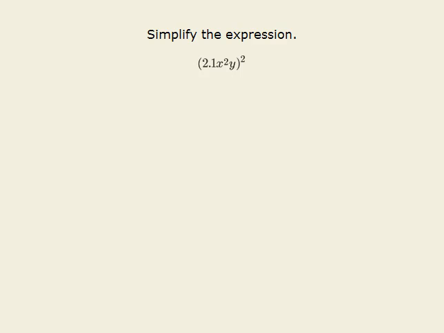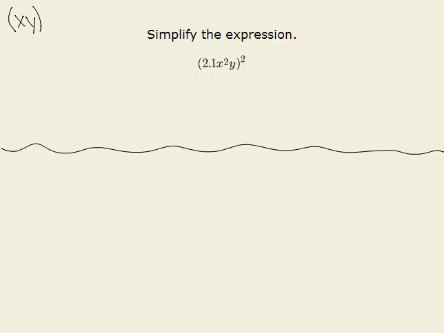This expression can be simplified in one of two ways. The first way uses the power of a product rule, which states that when more than one term being multiplied together is raised to the same exponent, you can rewrite it as each of those terms individually being raised to that same exponent. Here, our individual terms are 2.1, x squared, and y. They're all being raised to the power of 2, so we can write that there.